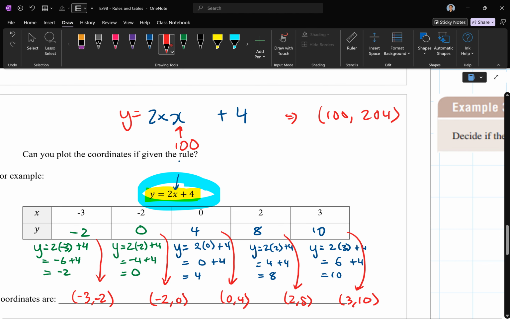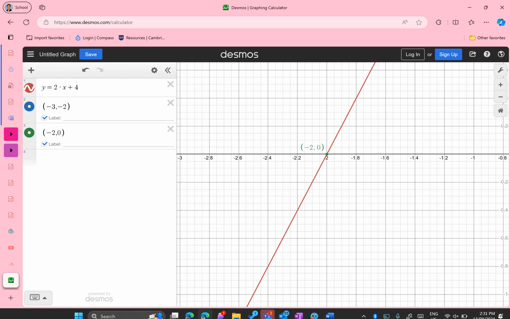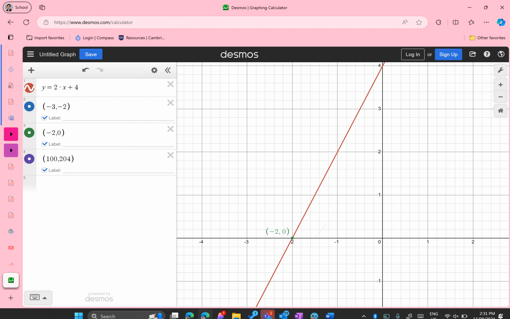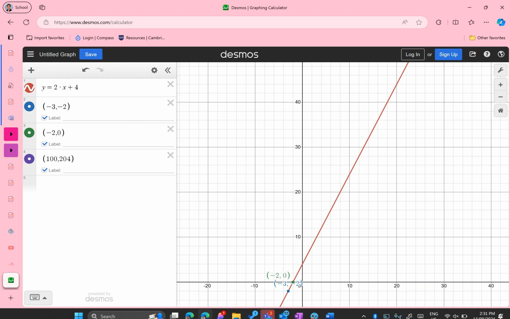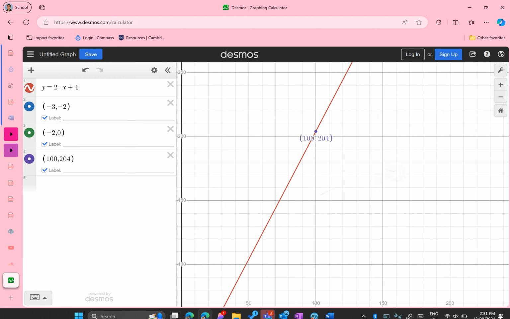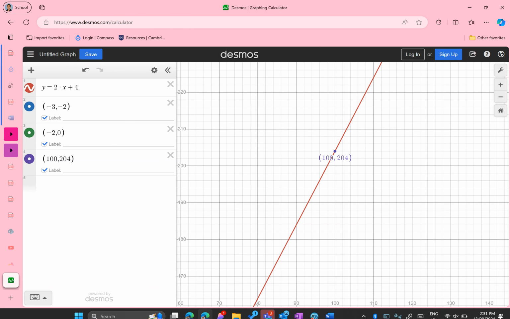That tells you that the prediction is, I can predict, even though it's not on the screen, that when x is 100, the y value should be 204. That's the pattern. So if I zoom out now, even though I didn't see it before, I can tell it will sit on the line at 100 and 204. It's not a guess. It's mathematical.